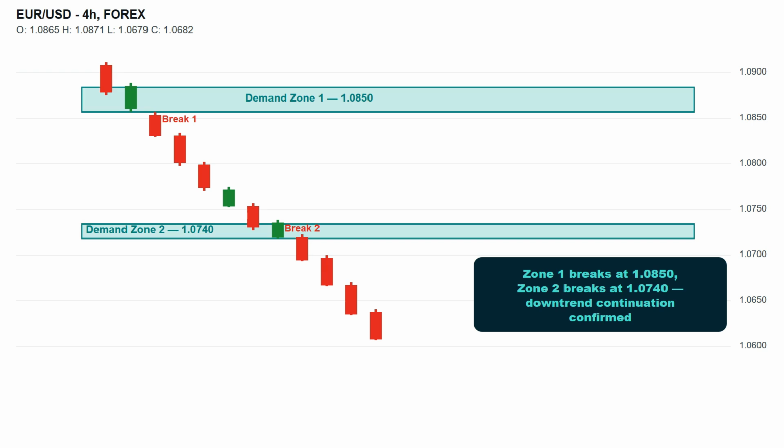Let's recap. One broken zone is common noise inside a trend. Two broken zones in the same direction is structure, and structure is your confirmation that the trend is continuing. Use that to stay out of bad counter-trend trades and to find good continuation entries instead.